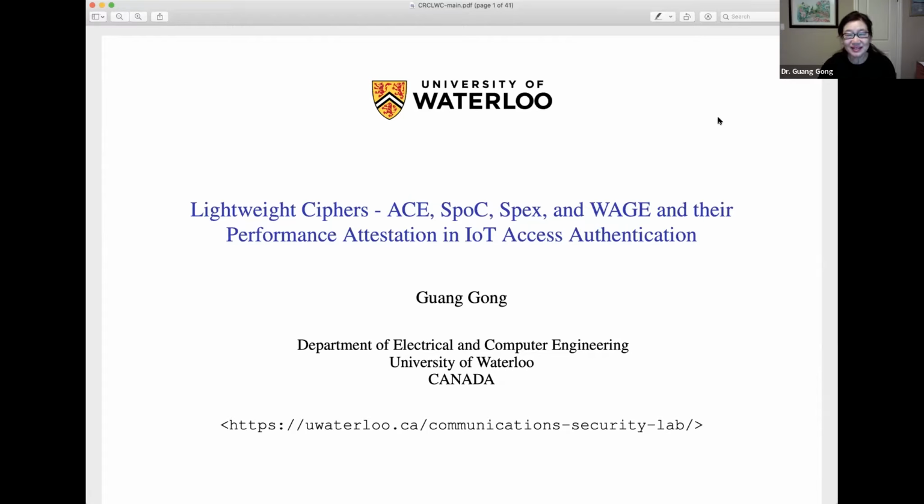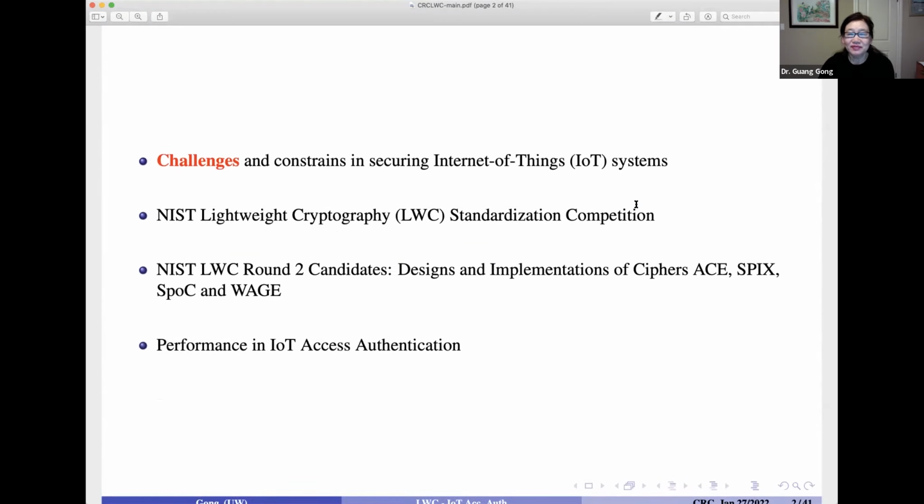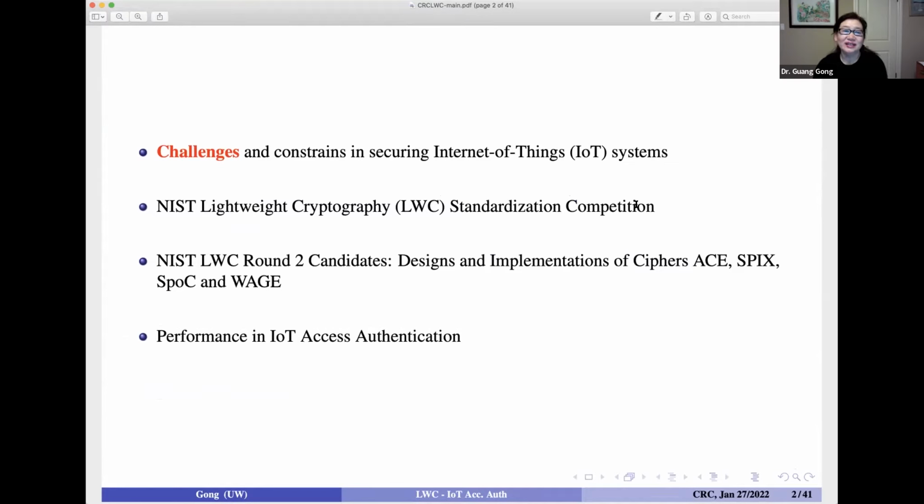Okay, so today I will invite you to walk through the research activities in this area, the recent work we have done. Basically, I will first present the challenges and the constraints in secure Internet of Things systems. As you may have known, NIST has called for the standardization of lightweight cryptography, so I will briefly introduce this.